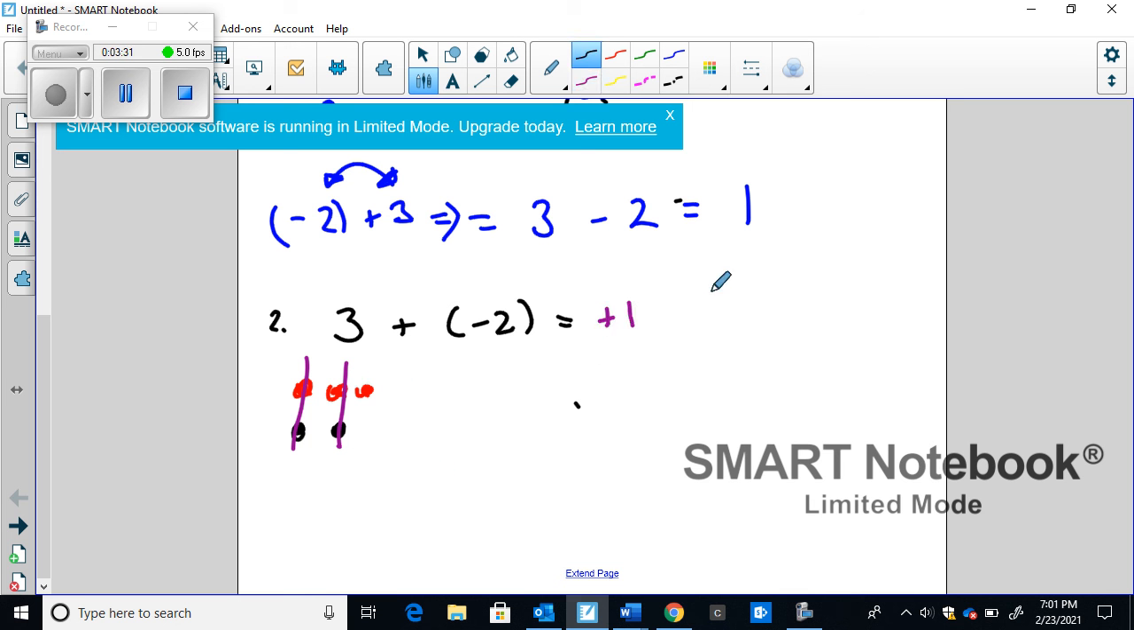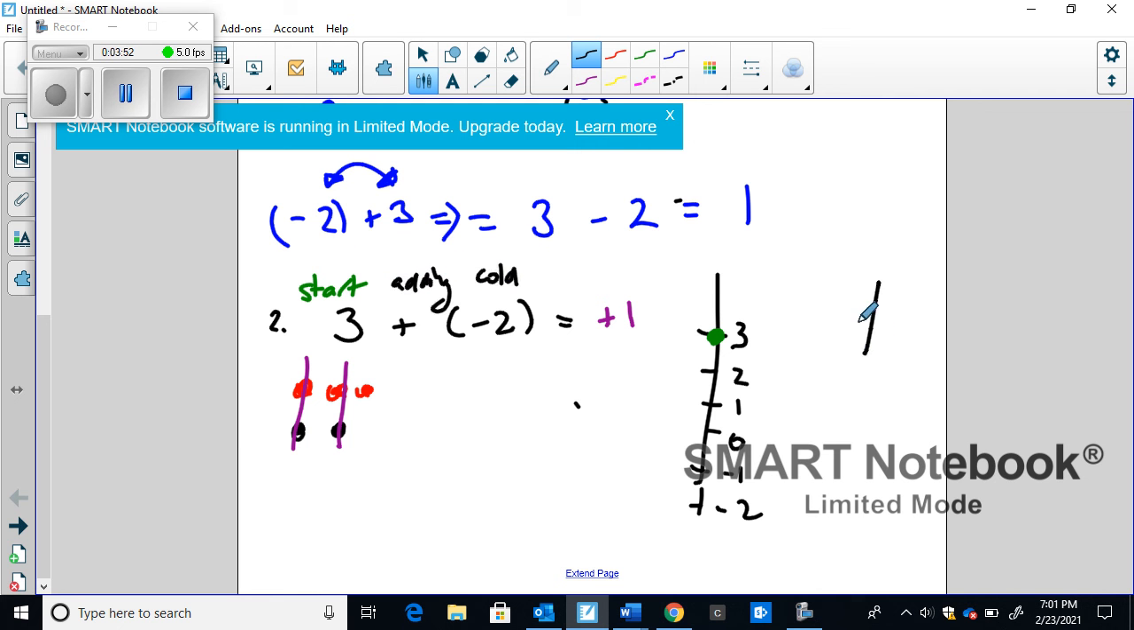Or I draw my thermometer. I start at this first number here, so I start at the 3. And then here, I'm going to be adding, and the negative numbers are cold. So if I'm adding cold, it's going to get colder here. So I'm going down 2, 1, 2. And I finish at +1, just like my first value.